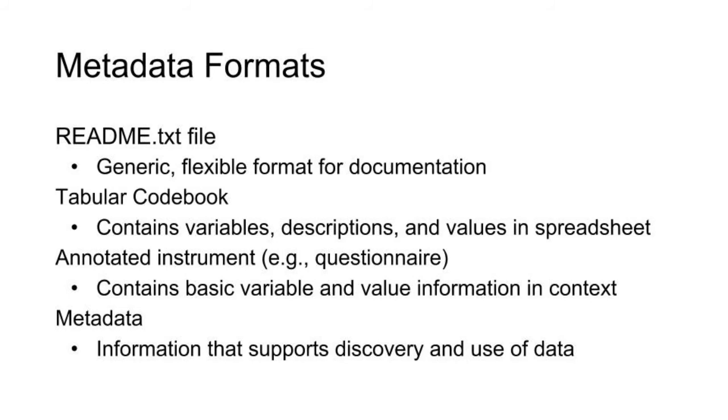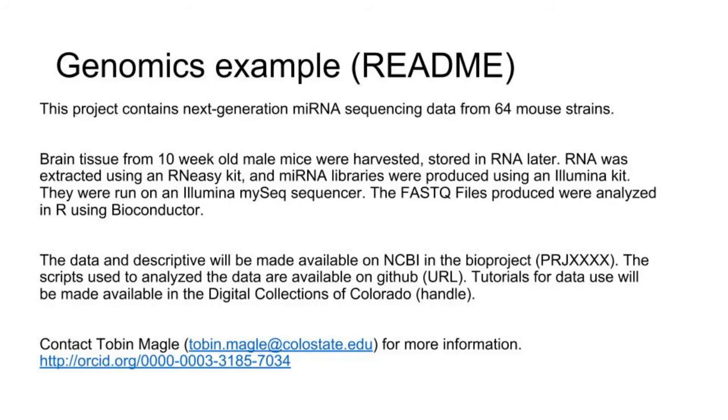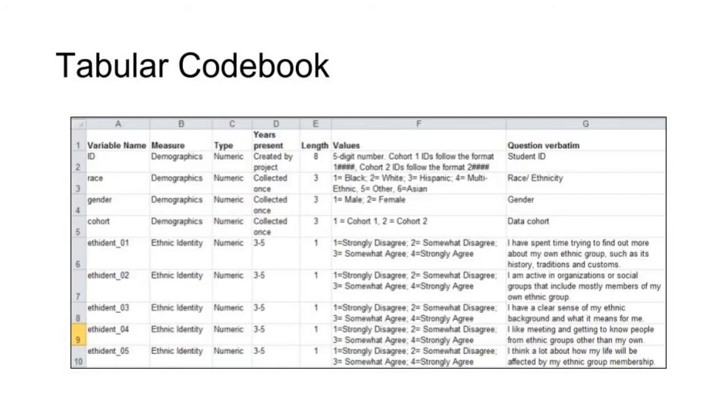For studies that do not include a lot of variables, you might use an annotated instrument to provide variable and value information. And finally, there are formal metadata standards that follow a specific structure based on discipline or file type that help with file interoperability and discovery. As a genomics example, my predecessor Tobin created a README file that describes what the data are, how it was produced, links to where the data can be found, and contact information.